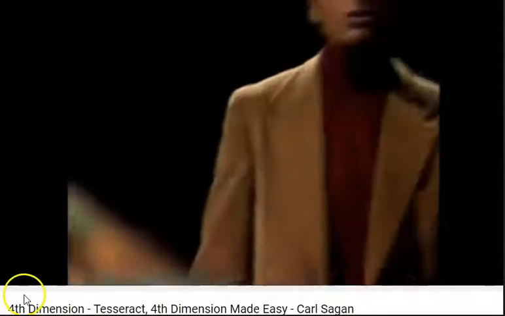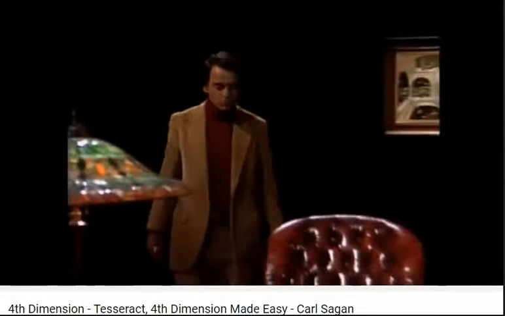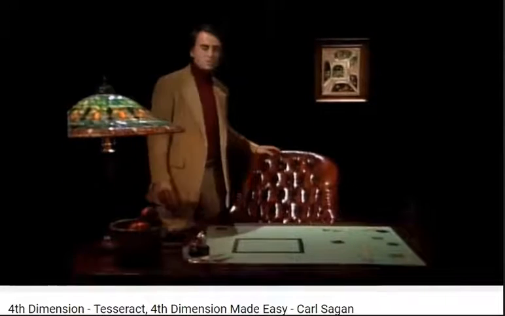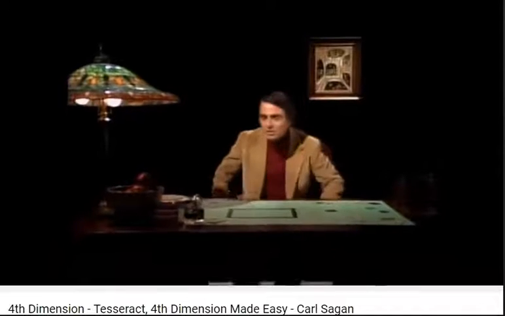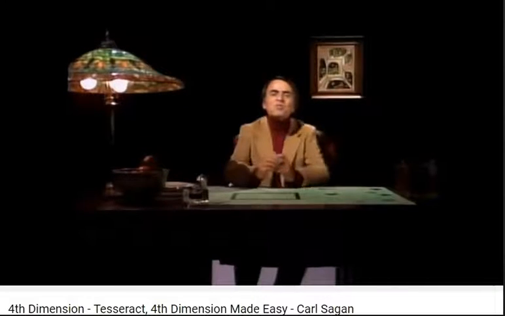In discussing the large-scale structure of the cosmos, astronomers sometimes say that space is curved, or that the universe is finite but unbounded. Whatever are they talking about?